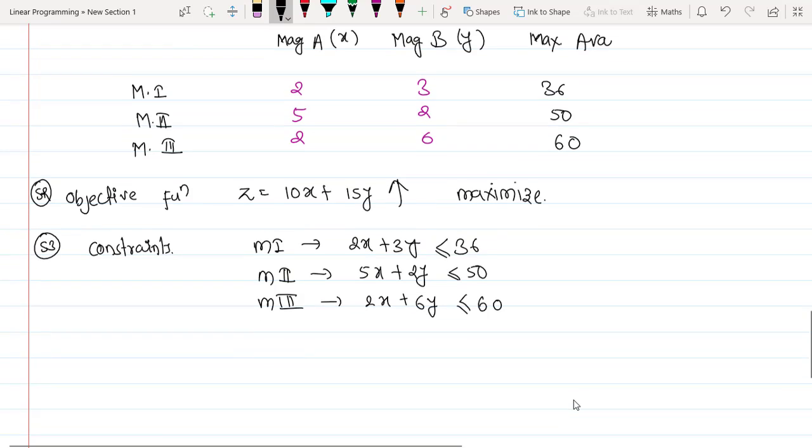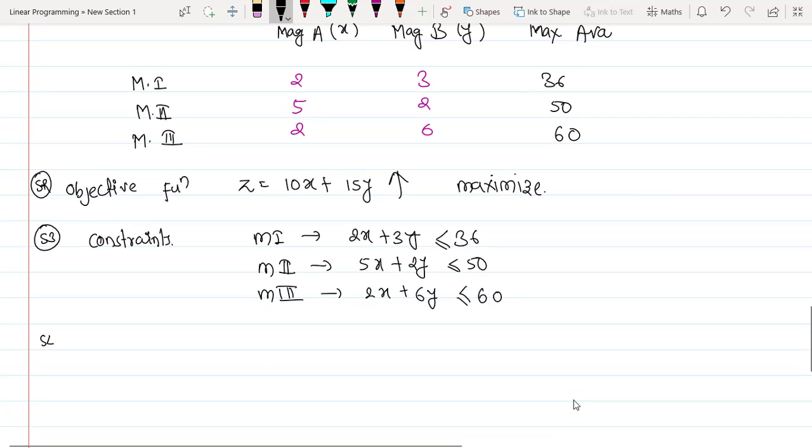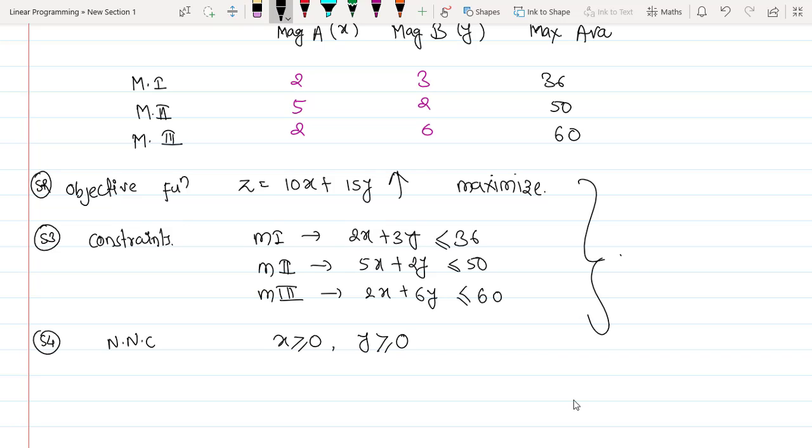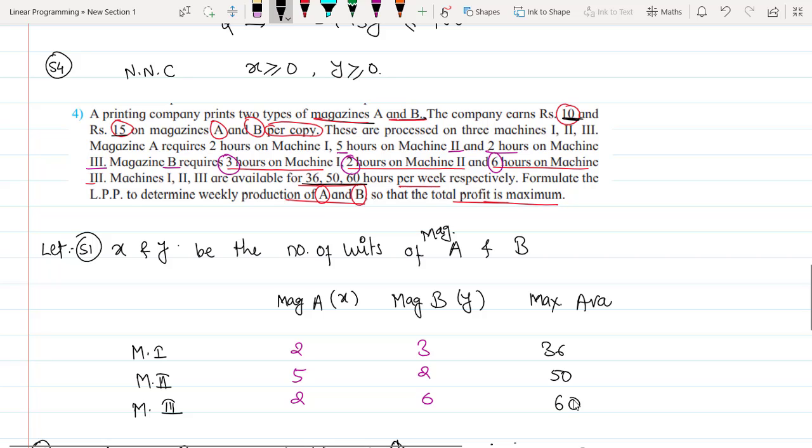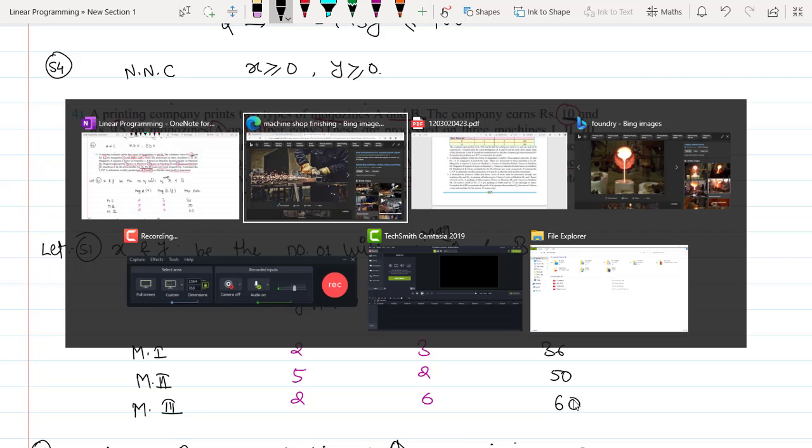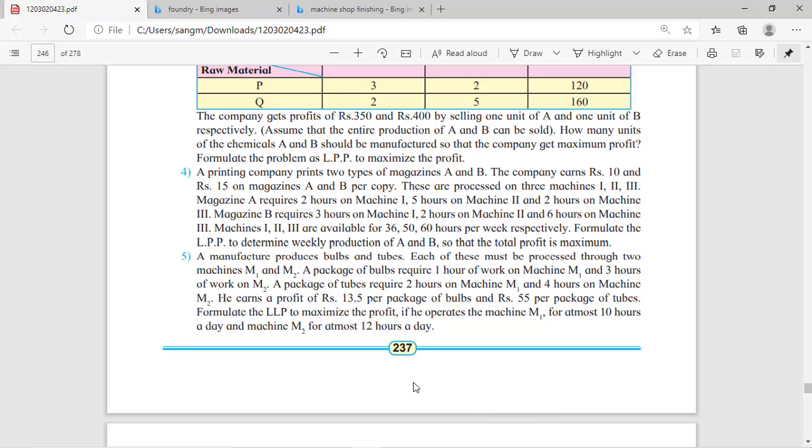So this is what we get, the constraints. And the final step 4 is what? The non-negative constraints, which is nothing but x is positive or 0 and y is also positive or 0. So in all, this is nothing but the formulation of the given LPP for this given question. Okay, good. So I hope you have understood this also. So let's see the last question of this video, and after that we will stop here.